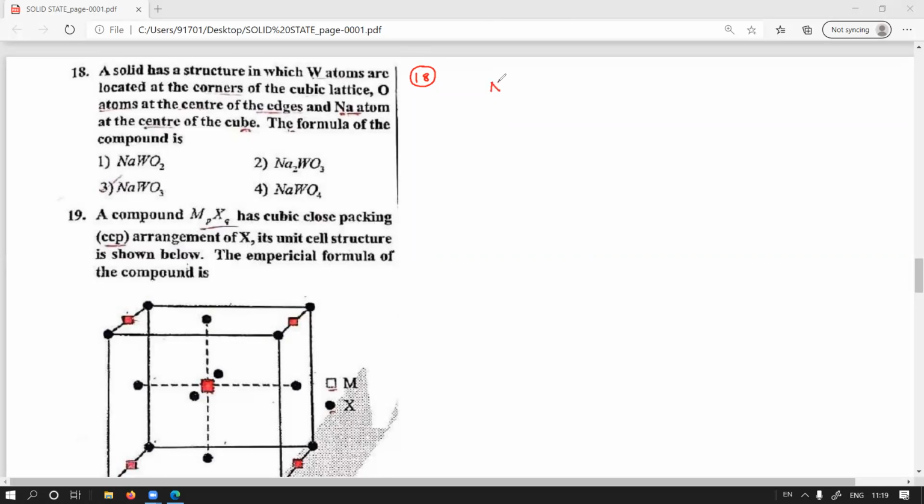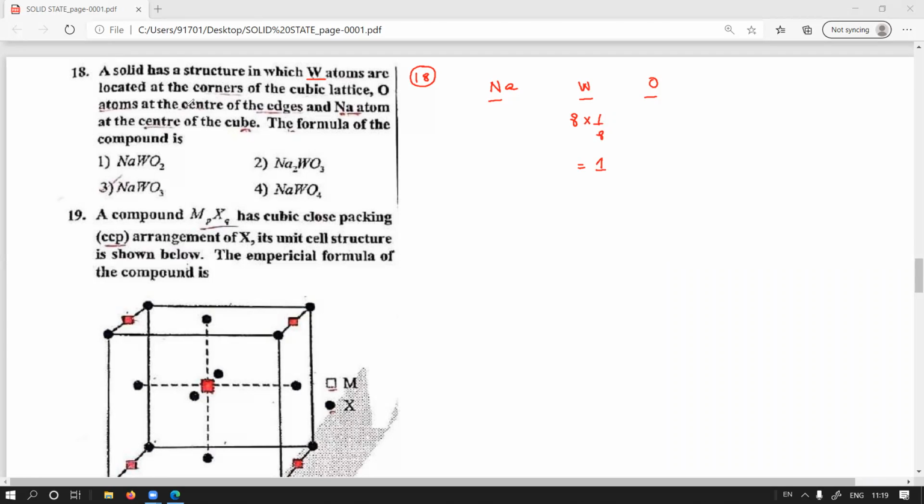Sodium (Na), tungsten (W), and oxygen: 3 atoms are present in one unit cell. Then what is the formula of the compound they asked? If you observe the given question, a solid has a structure in which W atoms are located at the corners of the cube. The number of W atoms: 8 corners are present and each corner contribution is 1/8, so W atoms equals 1. Okay, W is over.